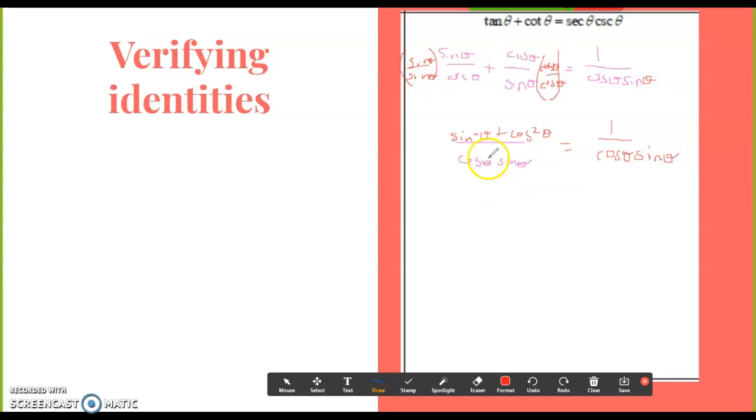Now listen, guys, I notice over here to the left that this numerator is sine squared theta plus cosine squared theta. Sine squared plus cosine squared is equal to 1. We know that. That is the Pythagorean identity. So I'm going to sub in a 1 in the numerator down here, over cosine of theta, sine of theta. I have my left and my right looking exactly the same. I have verified this identity.